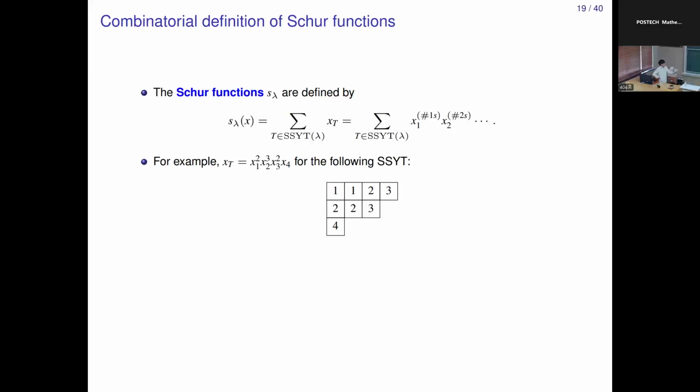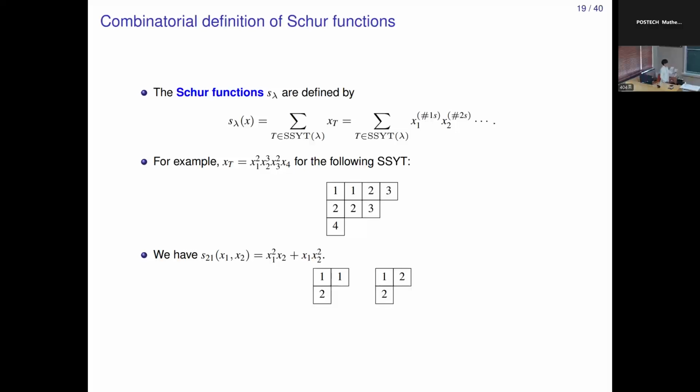So you consider all semi-standard Young tableaux of this shape, and then you add up the monomials. That is going to be an infinite sum, a formal power series. That is exactly the Schur function. So this is a combinatorial definition, and it can be proved that these two are equivalent. And if there are finitely many variables, then this is going to be a polynomial.